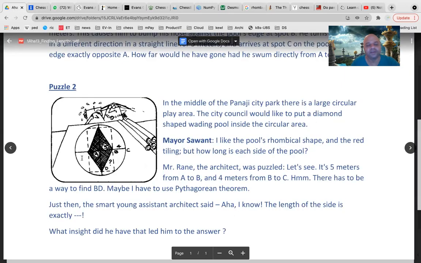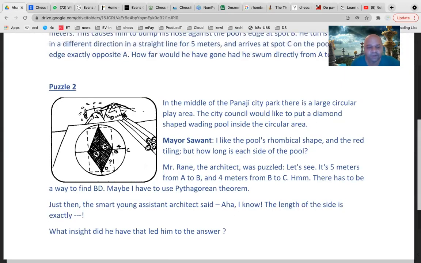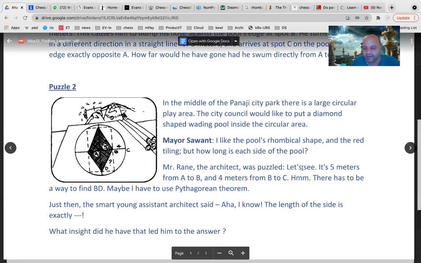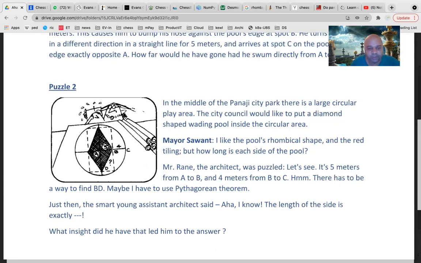So let us go here. The wading pool shape is a rhombus. Now, what else does it tell? The architect says A is at the center of the circle. A to B is how much? It is 5 meters. So from the center of the circle to the shorter edge of the rhombus is 5 meters.